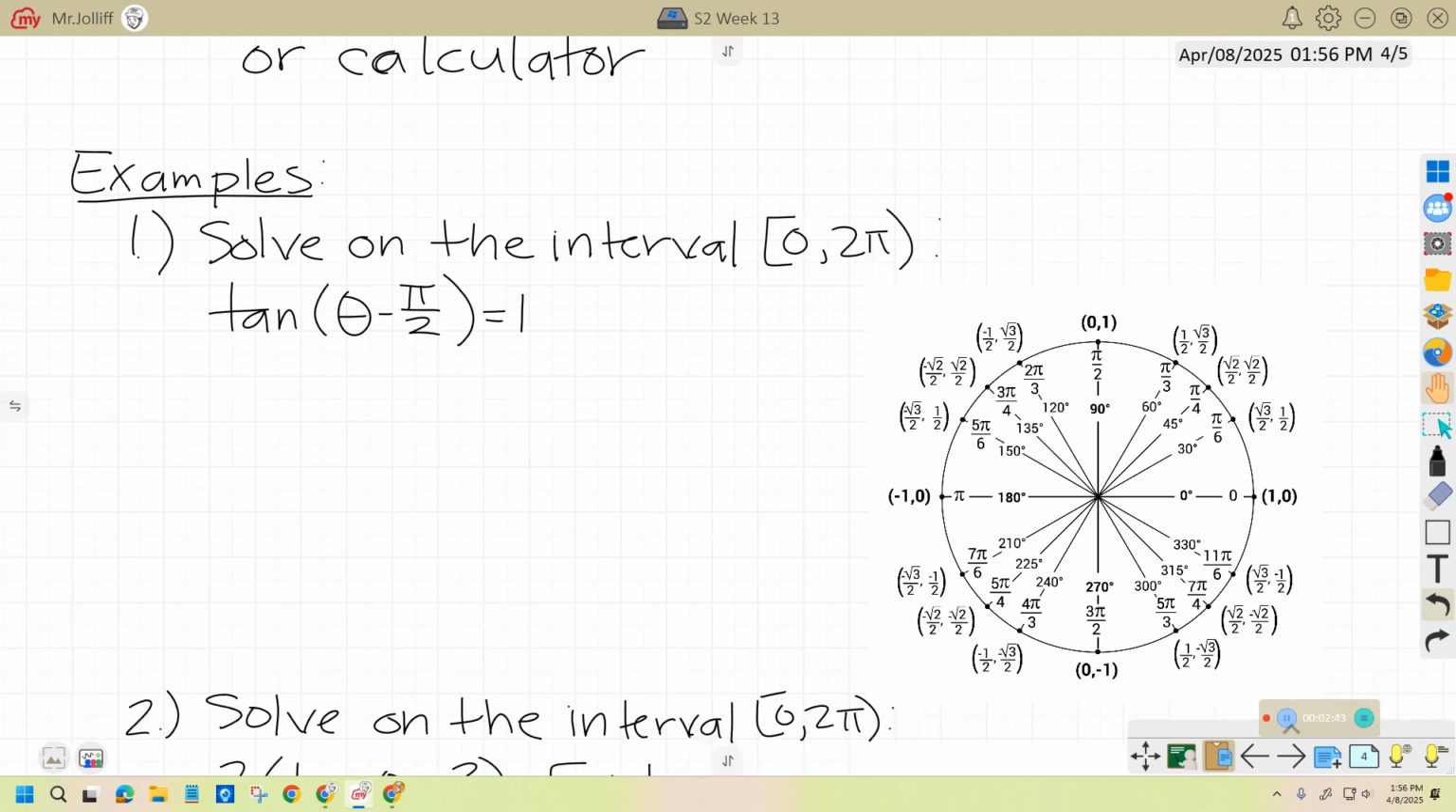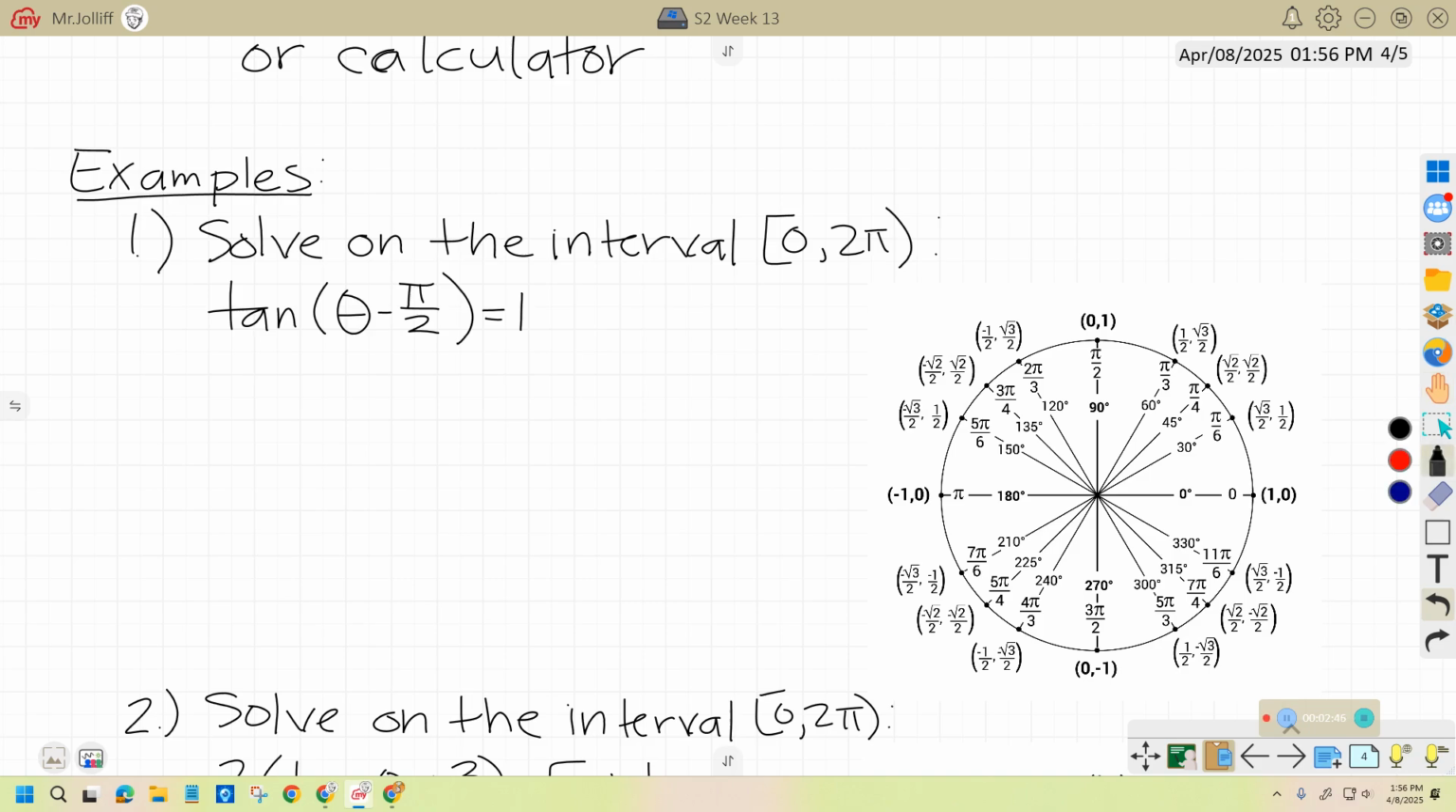I'm going to let that ugly mess, theta minus pi over 2, that I don't want inside the tangent, equal a new variable. I'm going to give it a new name. Suggestions on what I could call it? X. X is a good suggestion. It's our default unknown. Yeah, let's call it X. So instead of writing tan(theta minus pi over 2), I'm going to write tan x equals 1. That's something I know how to solve.